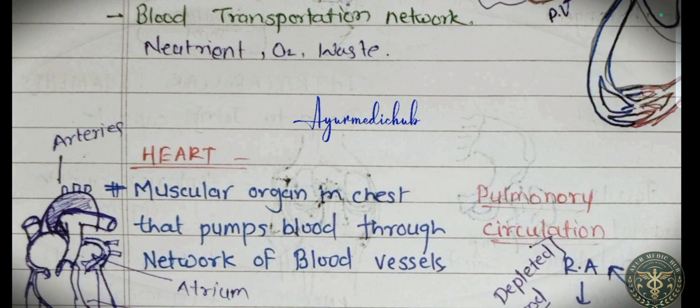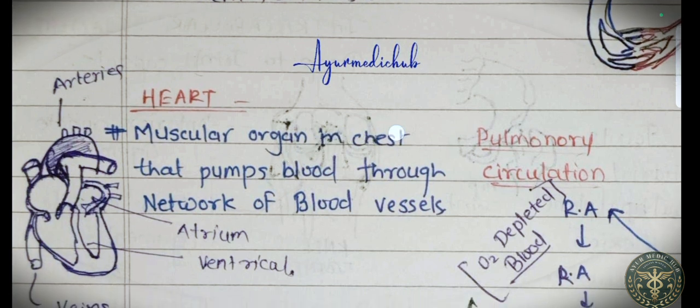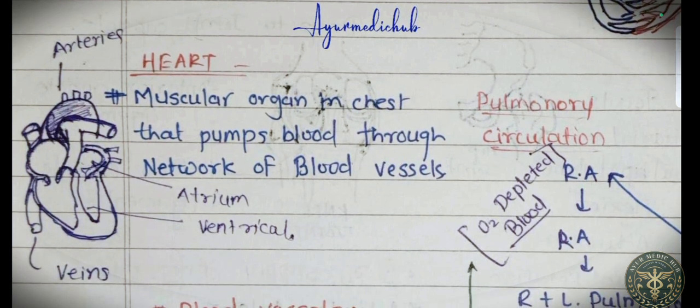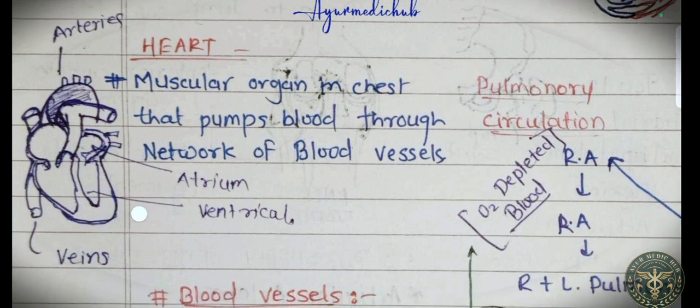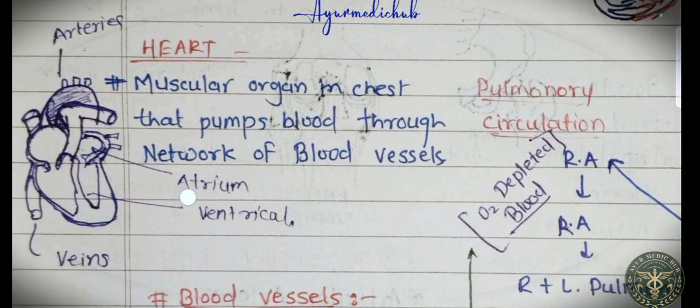First, let us see about the heart. What is the heart? The heart is a muscular organ in the chest that pumps blood through a network of blood vessels. Here is the diagram of the heart, which represents arteries, veins, atrium, and ventricles.